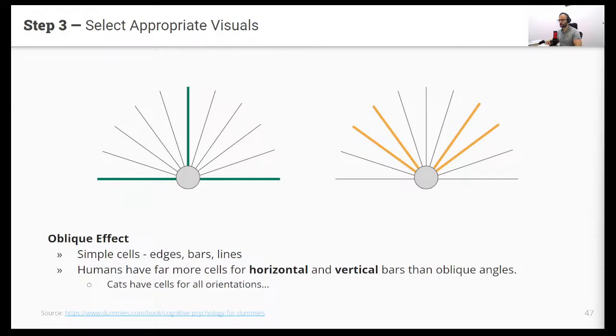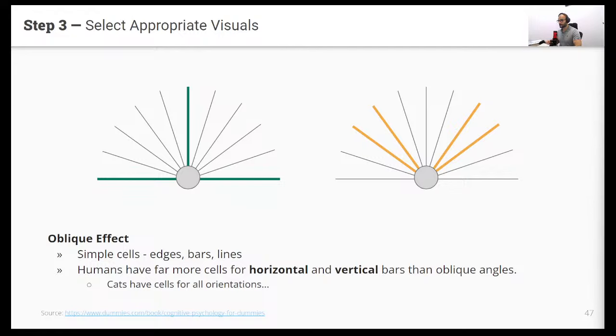And to take this a little bit further, people who live in the rainforest compared to those who live in North American plains do not display the same oblique effect, meaning that those in the rainforest have fewer horizontal cells than those in the North American plains who have fewer vertical cells. This is an interesting fact to know that we are different, but we are mainly made for vertical and horizontal lines.